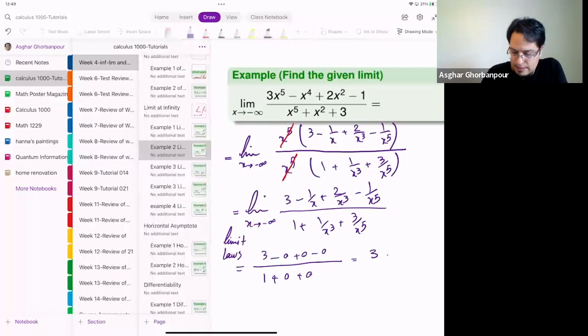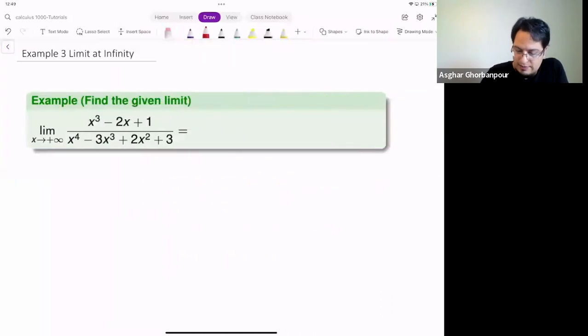Okay. So this one I will leave as a do-it-yourself example. You can take a screenshot of that and do it later in your own time.